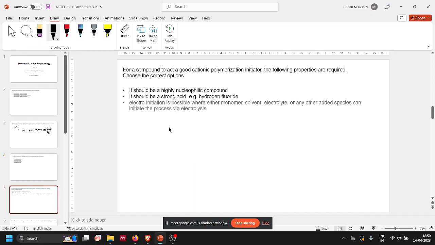So the next question we have: for a compound to act as a good cationic polymerization initiator, the following properties are required. Choose the correct option. It should be a highly nucleophilic compound. It should be a strong acid, for example hydrogen fluoride. In the previous questions, we saw that highly nucleophilic compounds do not act as good cationic initiators. And similarly, we saw that hydrogen halides, any halide, so that would include hydrogen fluoride, are ineffective as initiators during the cationic polymerization process. So we can eliminate the first two options.